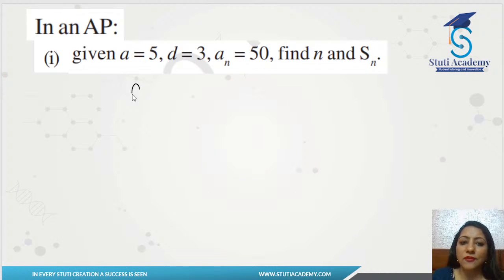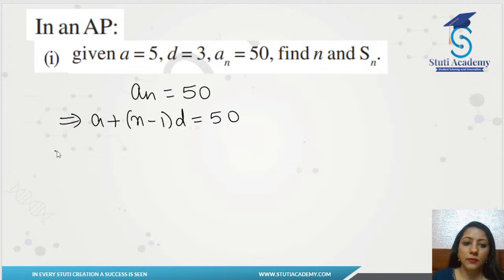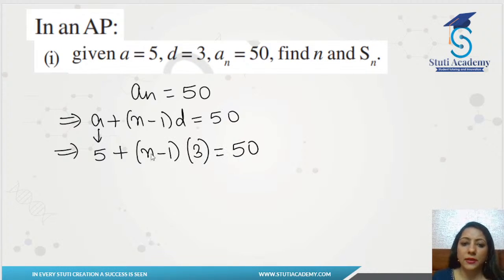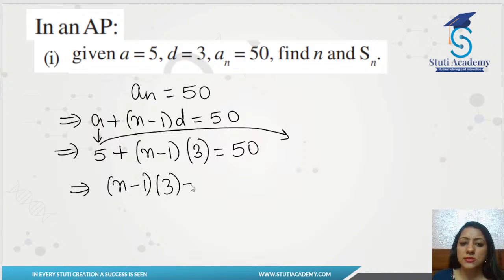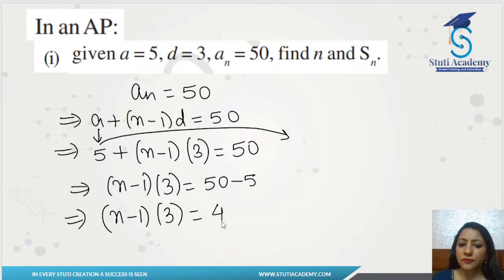Now please notice, if we take an as 50, we can write the nth term formula, that is a plus (n minus 1) into d is equal to 50. Now a is 5, I'm going to replace this by 5. n we don't know, we need to solve for, and d is 3. And then we will have 50 here. Now 5 I'm going to take on the other side, it will become minus 5. So I'll get (n minus 1) into 3 is equal to 50 minus 5. So we can write this as (n minus 1) into 3 is equal to 45.